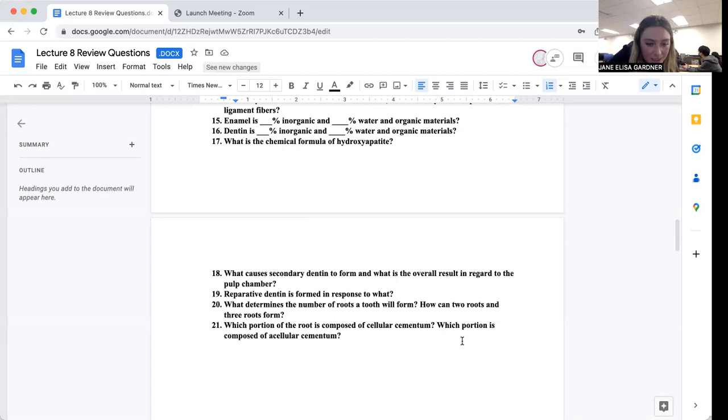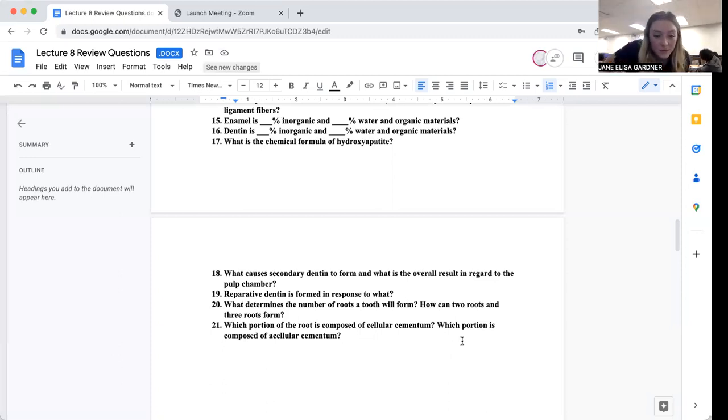Okay, reparative dentin is formed in response to what? Yep, so what types of trauma do we have? Yes, nice.